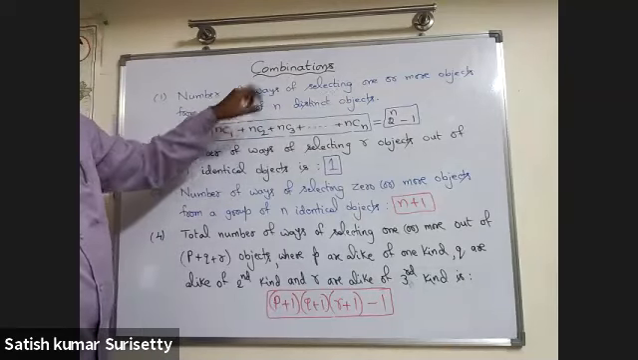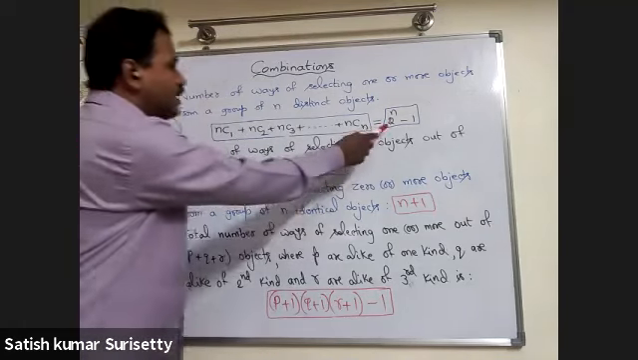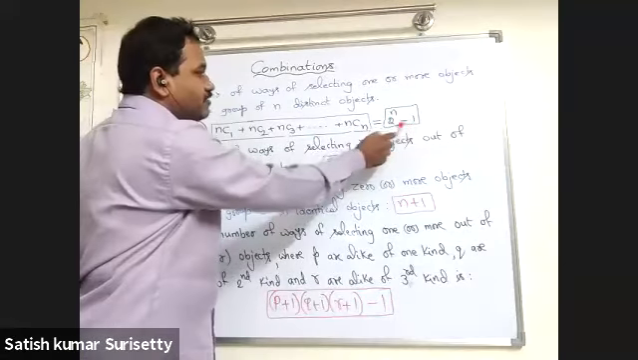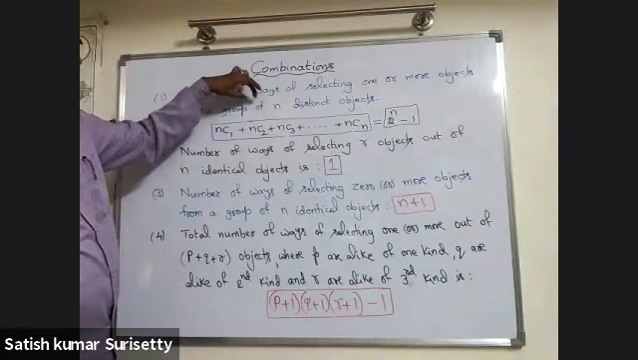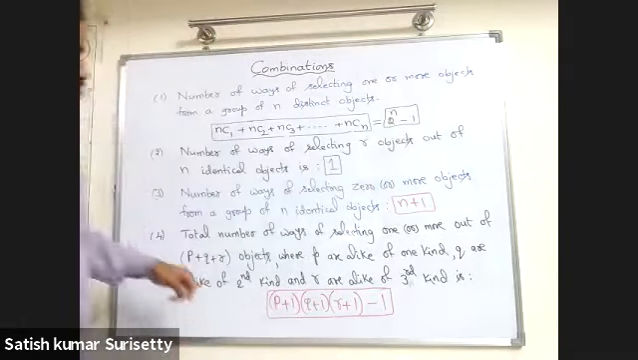There's another possibility: each object has two cases, either selection or without selection. That means 2 to the power of n possibilities. In that we have to subtract 1. Why? Because there is one case where no object is selected. That's why it is 2 to the power of n minus 1.